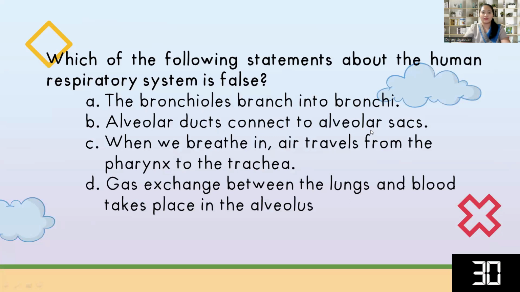Question number 25. Which of the following statements about the human respiratory system is false? A. The bronchioles branch into bronchi. B. Alveolar ducts connect to alveolar sacs. C. When we breathe in, the air travels from the pharynx to the trachea. Or D. Gas exchange between the lungs and blood takes place in the alveolus. Please key in your answer in the comment section.